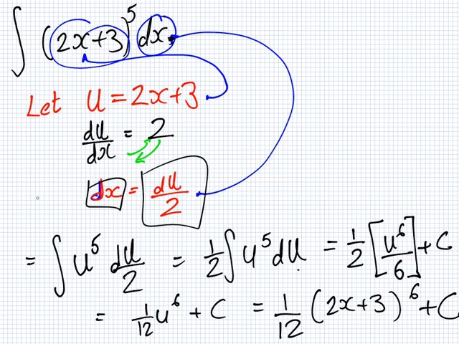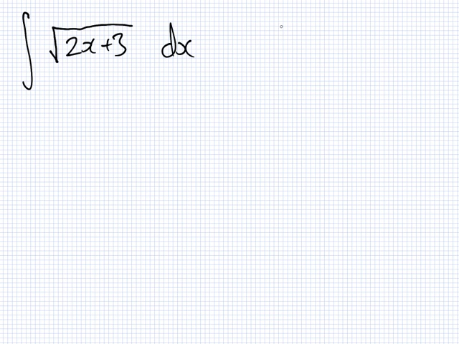I'll give you one to try, and then I'll do another one. Yeah? Can I go down? Okay. Let's try something like this one: the integral of the square root of 2x + 3 dx. And here the hint is let u equal 2x + 3.